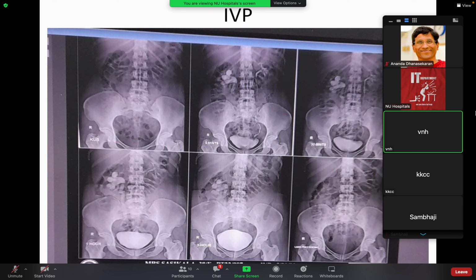There is a prompt uptake and excretion of the contrast from both the sides. The drainage of the contrast from the left side appears normal. On the right side, there is dilation of the pelvic calyceal system. The ureter is also dilated and it is kinked in the upper part. There is no obvious extravasation of the dye which I can see, sir. Up to where is the dilatation in the ureter? Sir, to the mid-ureter, sir.